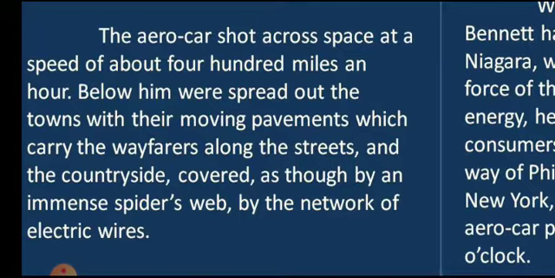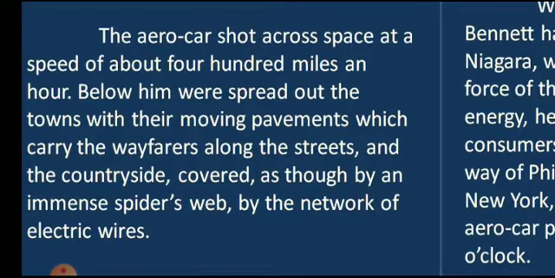The aero car shot across space at a speed of about 400 miles an hour. Below him were spread out the towns with their moving pavements which carry the wayfarers along the streets and the countryside covered as though by an immense spider's web by the network of electric wires. What do you mean by shot? The distance travelled, that is, the aero car travelled at a speed of about 400 miles, that is 643.3 kilometers per hour.